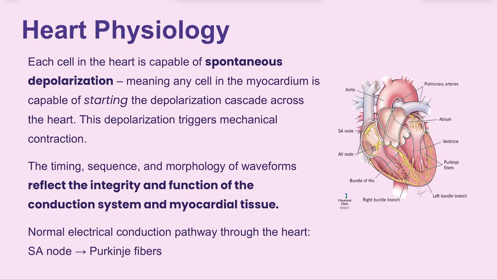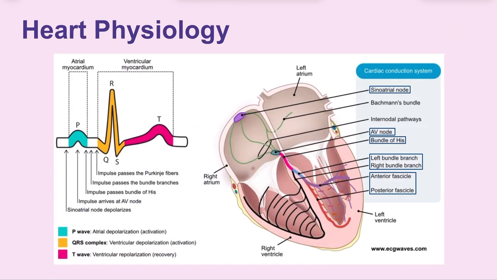Each cell in the heart is capable of spontaneous depolarization, meaning any cell in the myocardium is capable of starting the depolarization cascade across the heart. This is unique to the heart, and it's one of the most amazing things about it. This depolarization, as we talked about, triggers that mechanical contraction. Now, the timing, sequence, and morphology of waveforms reflect the integrity and function of the conduction system in myocardial tissues. So let's talk about the cascade through the heart, starting at the SA node, leading all the way into our Purkinje fibers.